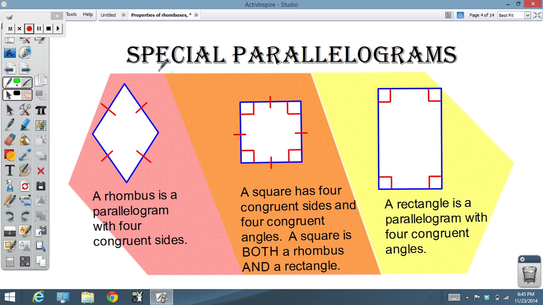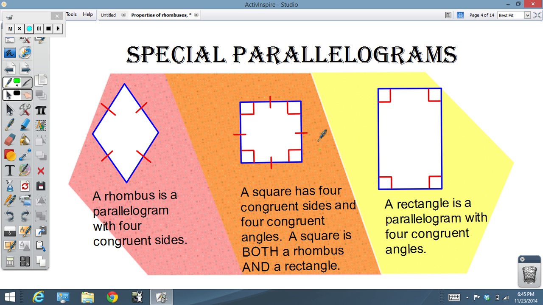Now let's talk about some special parallelograms. Rhombuses, rectangles, and squares. All right, a rhombus is a parallelogram with 4 congruent sides. Good? And a rectangle is a parallelogram with 4 congruent angles. Good? And of course, since they have to add up to 360, we know they all have to be 90-degree angles.